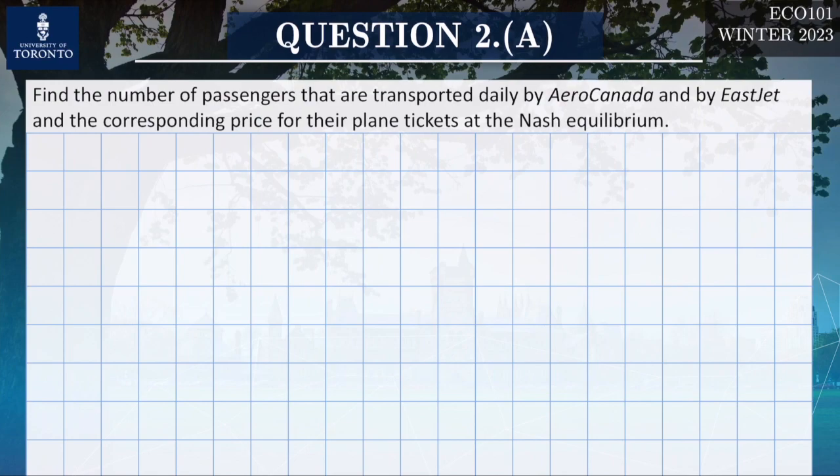Let's read the first question. We first have to find the number of passengers that are transported daily by both airlines. And we also have to find the price for the plane tickets at the Nash equilibrium. So I'd suggest you pause the video and try to solve this by yourself. All right, so let's do this together then.